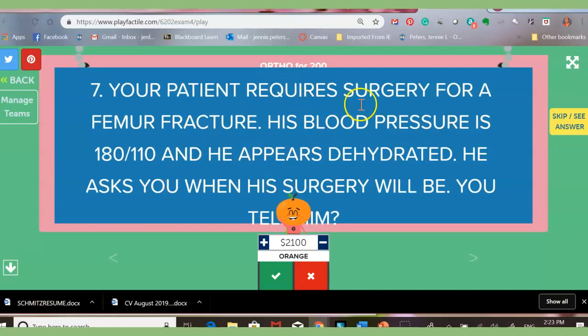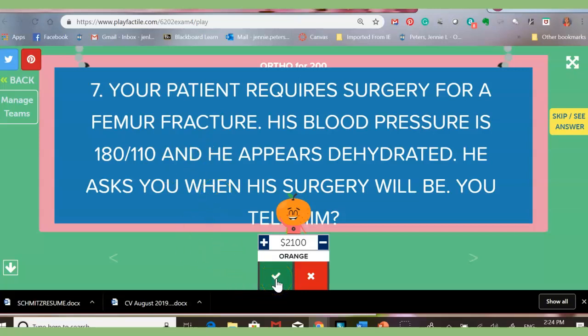So your patient requires surgery for a femur fracture. His blood pressure is 180 over 110, and to me that seems a little high, and he appears dehydrated. That's not good. So he asks you when his surgery is. So what are you going to tell him?